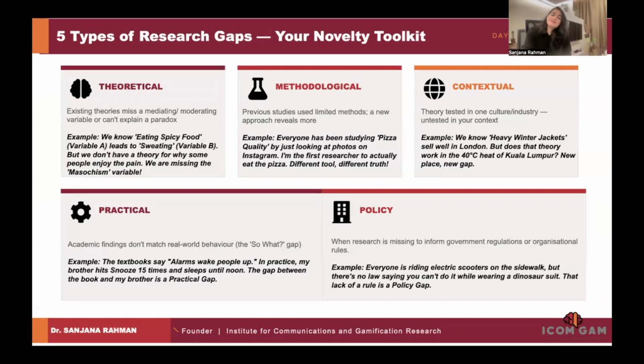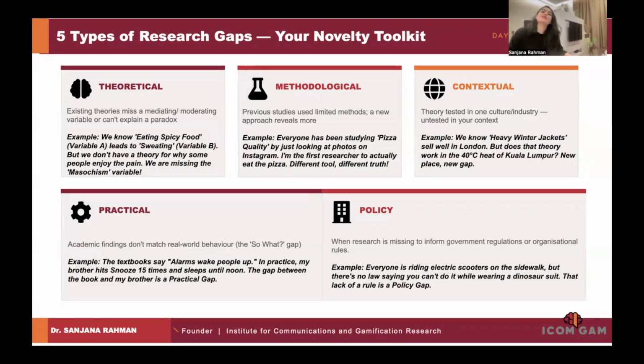A gap is simply an unanswered question in existing research. Here is how to spot them. The first one is the theoretical gap. The definition is when existing theories miss a mediating or moderating variable or can't explain a paradox. For example, we know eating spicy food, which can be variable A, leads to sweating, which is variable B. But we don't have a theory for why some people enjoy the pain. We're missing the masochism variable.